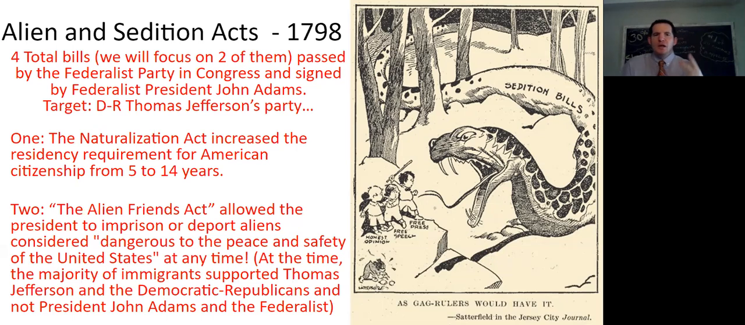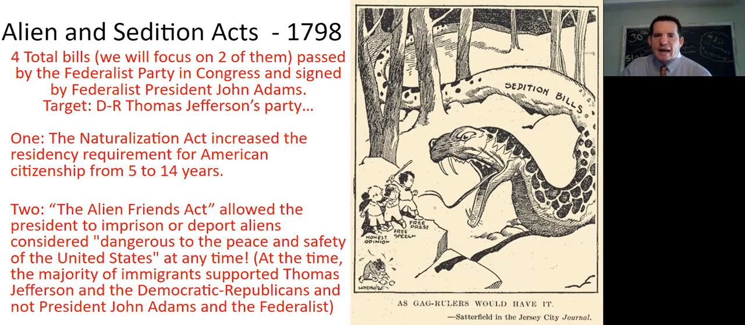So that was 1. 2, I won't say even more damaging, but even more scary to our political world, is this idea. They always do this, they always come up with a name that actually means the opposite of the bill, the Alien Friends Act.